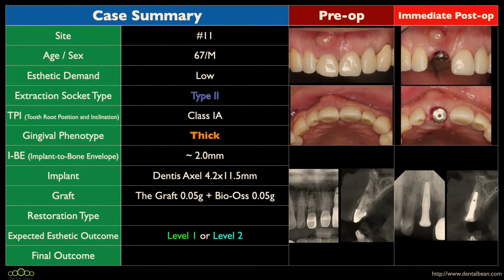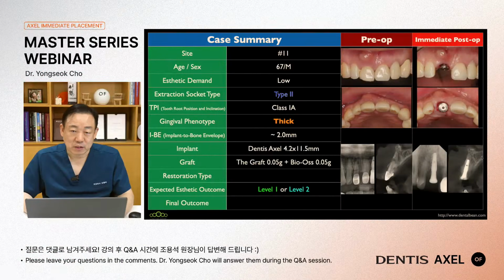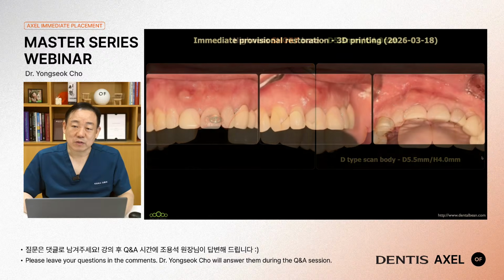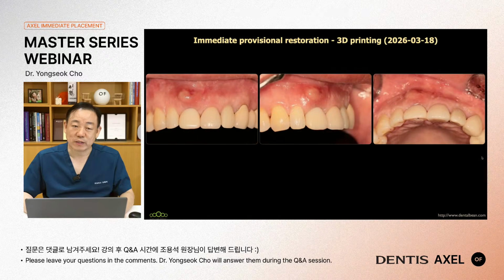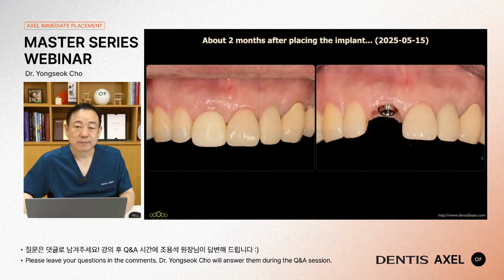So this is the summary. Type 2 extraction socket, class 1A, thick gingival phenotype, and XL implant with intrasocket bone grafting. So expected aesthetic outcome level 1 or level 2. Here, cementless restoration was planned, and the provisional restoration directed on the implant.